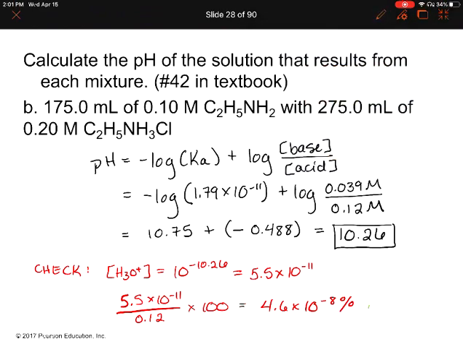Now, you could also check the concentration of hydroxide ions, since this is a basic buffer solution, and compare that to the original concentration of the base. But it should work out that the Henderson-Hasselbalch equation is valid.